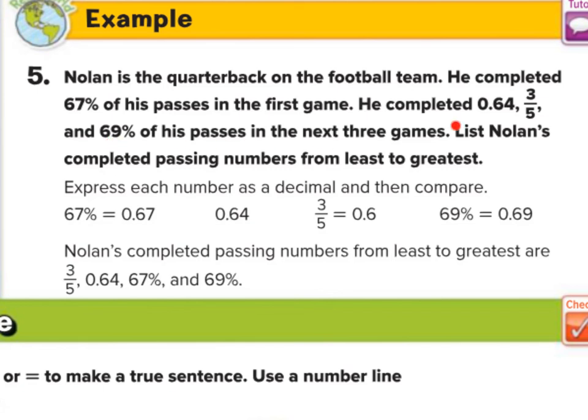0.69. A 3/5 is 0.6, right? Because you make this 10, and if you make this 10 by doubling it, you have to make this 3 by doubling it. And here it is. You can see it for yourself. Okay? And there you go. They put it in the right order with the right format.